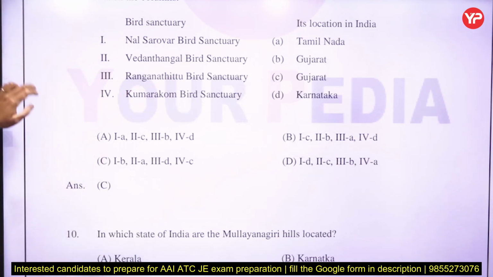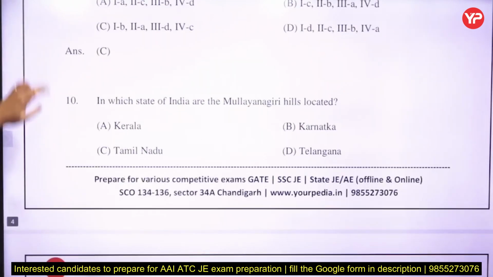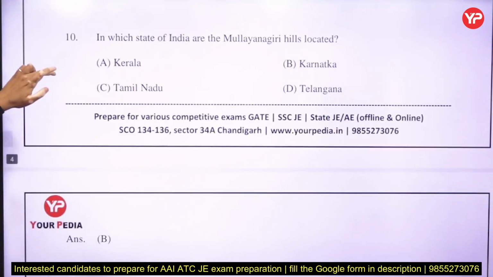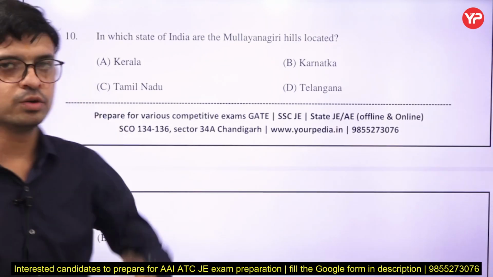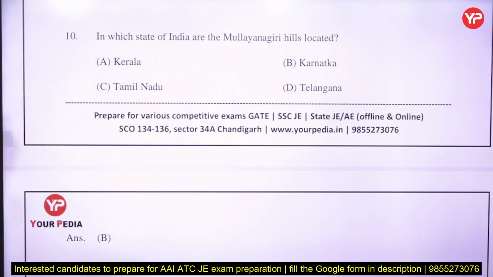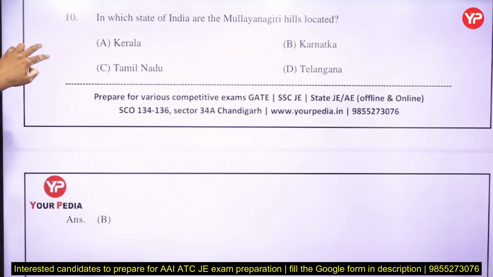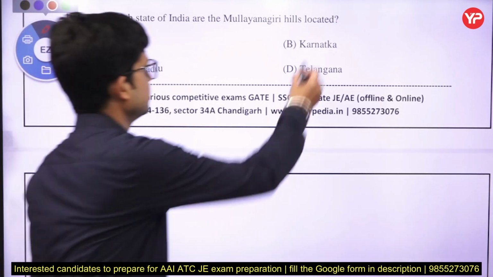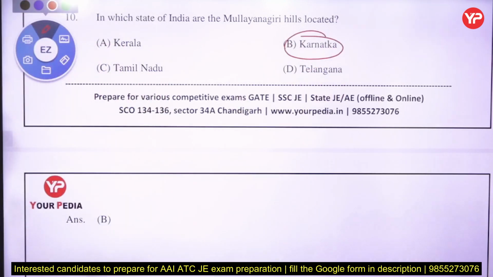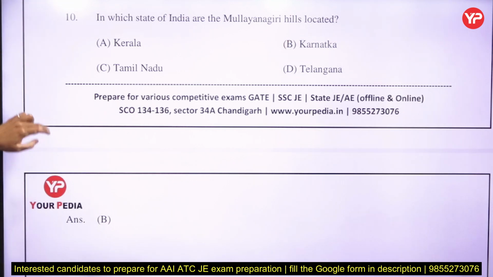Next, our question is related to mountains, basically hills. In which state of India are the Mullayanagiri hills located? So here the answer will be Karnataka. Mullayanagiri hills are located in Karnataka.